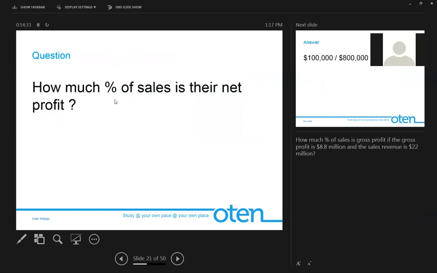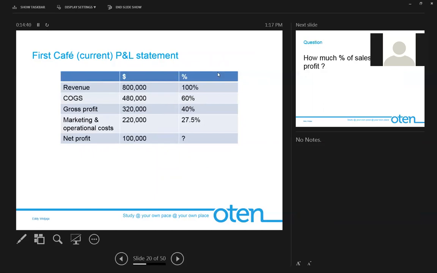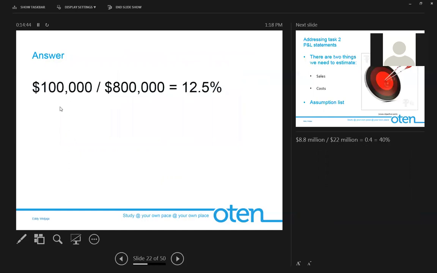Right, so what percentage of sales is their net profit? Remember, guys, we need to calculate that against the revenue. So it is actually as simple as $100,000 divided by $800,000. So we are expecting 12.5%.